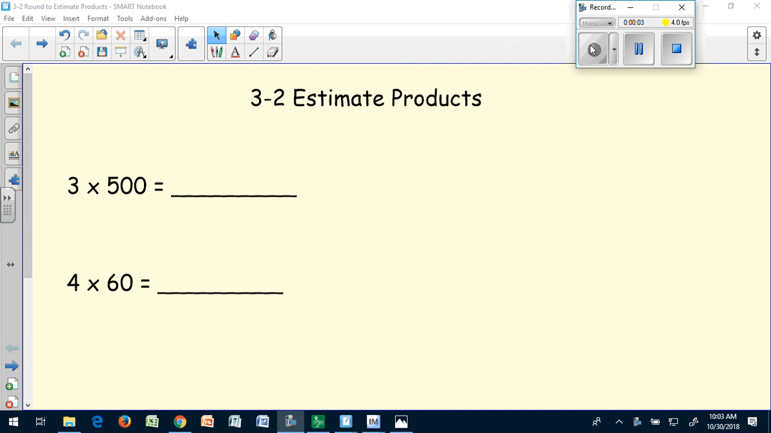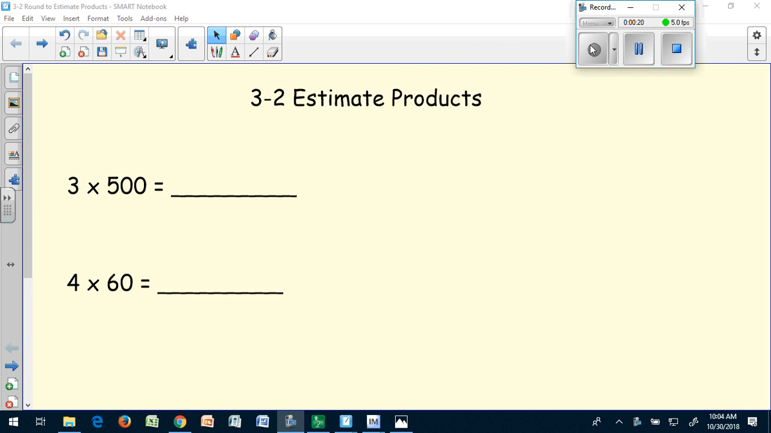Today we're going to learn about estimating products. In the last lesson, you learned how to do multiplication sentences that look like this, where you're multiplying a single digit by a multiple of 10. Let's take a look at these two review problems.